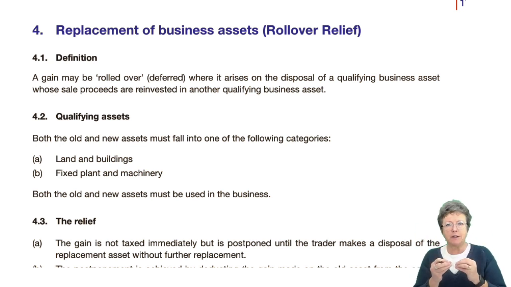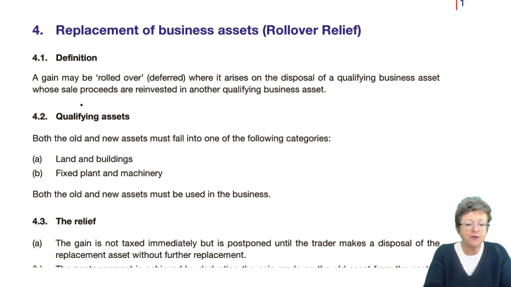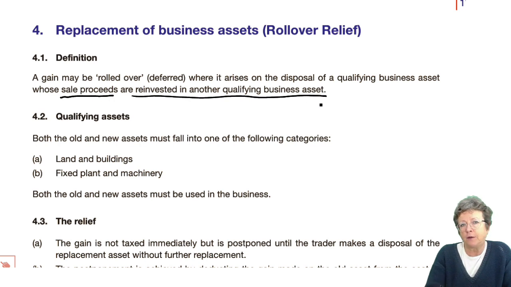Lots of rules and regulations, but I'm going to try and demonstrate it and show you how it works so you get a visual picture of how it works. Now, what happens is the gain is rolled over or deferred or put off when it arises on the disposal of a qualifying asset, as long as the sale proceeds are reinvested in another qualifying asset.